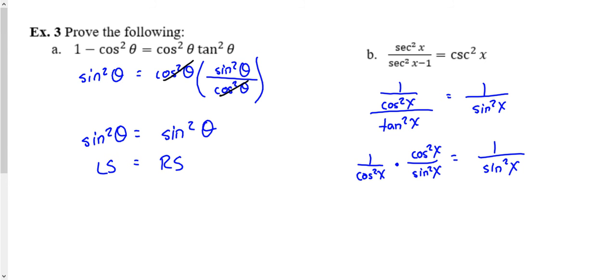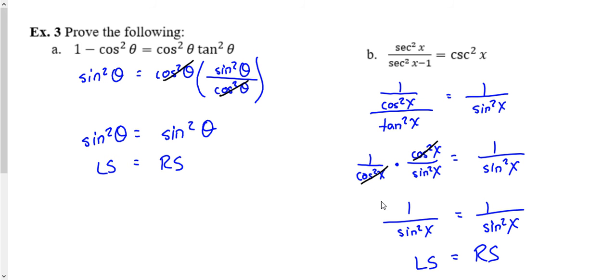And again, here I see a cos squared x and a cos squared x that can cancel out because one numerator, one denominator. I'm left with 1 over sine squared x there on the left is equal to 1 over sine squared x there on the right. So again, we have our left side equaling our right side, which completes this proof here in part B.